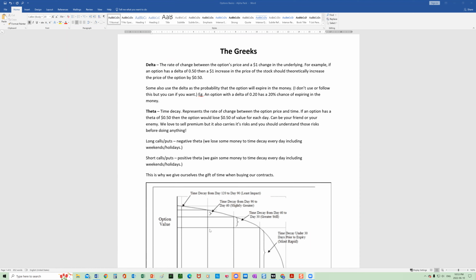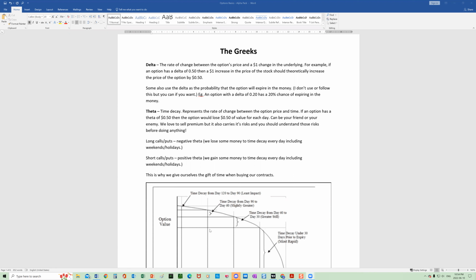Delta is the rate of change between the options price and a $1 change in the underlying. What does that mean? Basically, how much will my options price or my contract go up or down if the stock goes up or down? That's really all delta is. It's the rate of change between the price of the options contract that I bought and the underlying security.